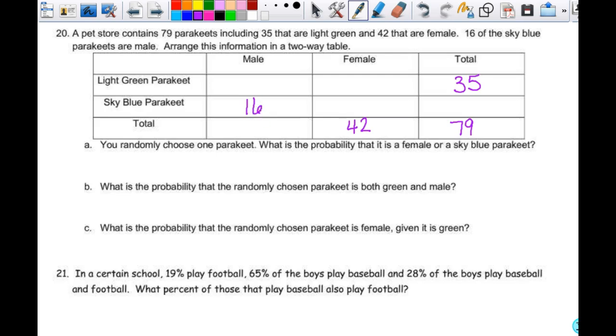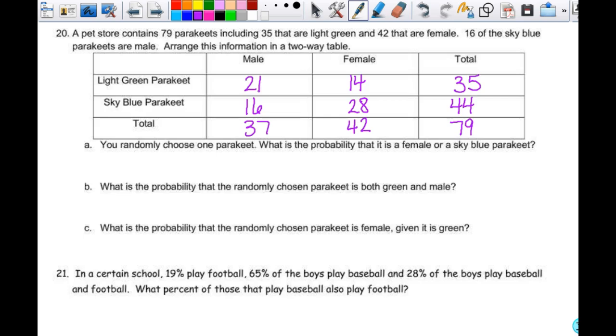Okay, so now that I have all of that, 79 minus 42 is 37, because these two have to add up to this. These two have to add up to 79, so 79 minus 35 is 44. These two numbers have to add up to 44, so 44 minus 16 is 28. And then to get this number, 42 minus 28 is 14, and 37 minus 16 is 21.